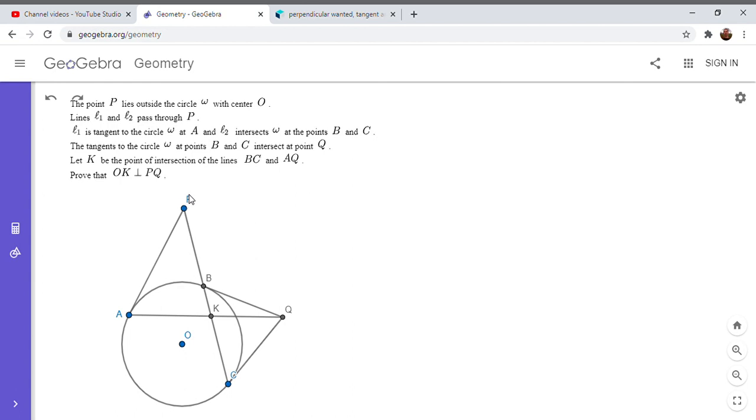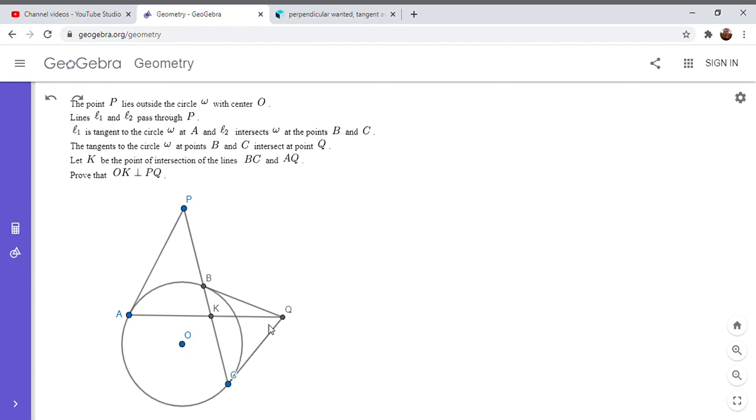So we have a point P outside of the circle omega, and it's tangent to the circle at A. And then there's another line through P that intersects the circle at points B and C. We draw the two tangents to the circle at B and C, and they meet at point Q. And then AQ meets BC at K, and we want to show that OK is perpendicular to PQ.